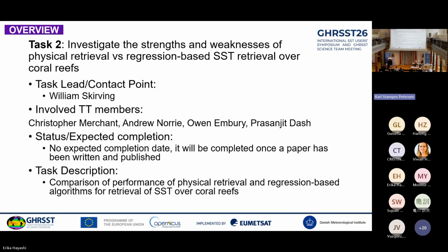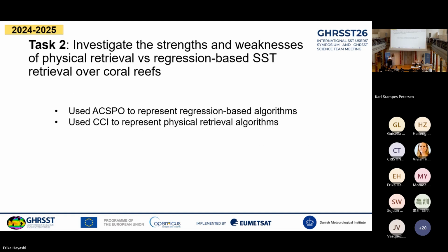Task 2, this is the one that's taking most of our effort: investigate the strengths and weaknesses of physical retrieval versus regression-based sea surface temperature retrieval over coral reefs. The main people involved in this are myself, Andrew Norrie, who works with me back in Australia, Owen Embry, and Prosenjet. We chose to use AXPO as our regression-based algorithm and CCI as a representative of the retrieval algorithm.